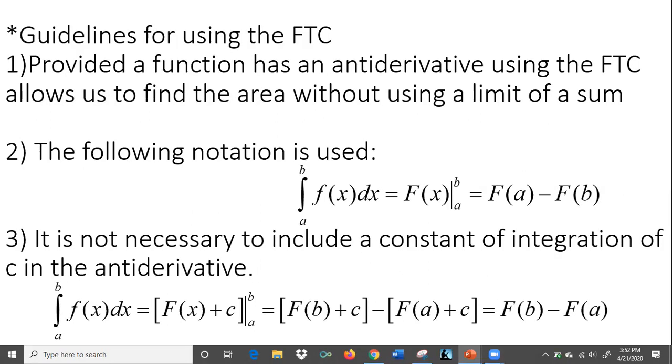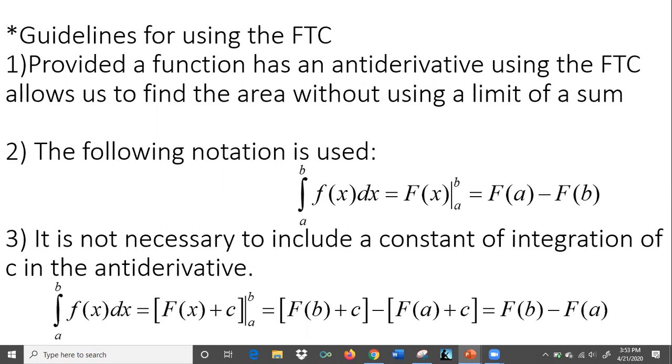Okay, so guidelines for using the fundamental theorem of calculus. So the first thing is that there has to be an antiderivative. So provided a function has an antiderivative, using the fundamental theorem of calculus allows us to find the area without using a limit of a sum. Okay, so that's the first thing that is very key. There has to be an antiderivative that exists.